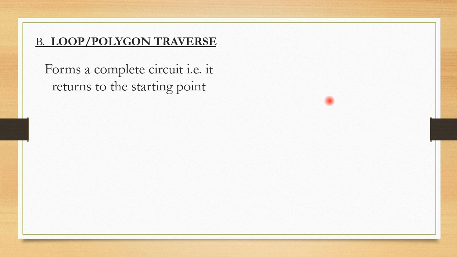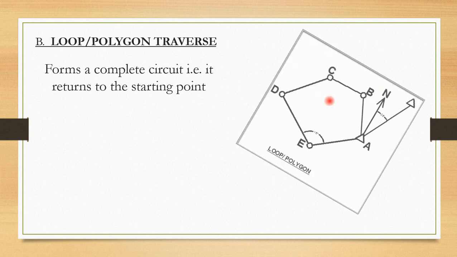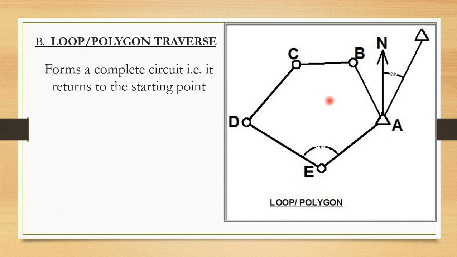The other configuration of the closed traversal is the polygon traversal. This forms a complete circuit, that is, it returns to the starting point. As you can see in this diagram, we are starting from point A, going through B, C, D, E up to A again. So the points that are being established in this case are points B, C, D, and E. So this is a loop traversal.